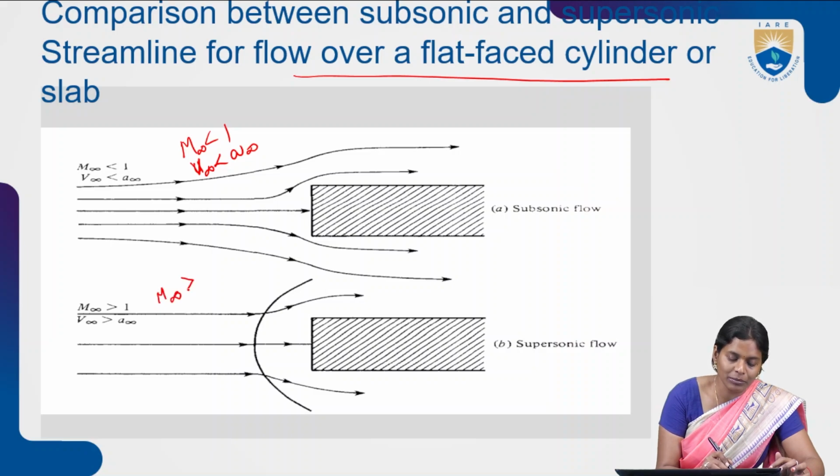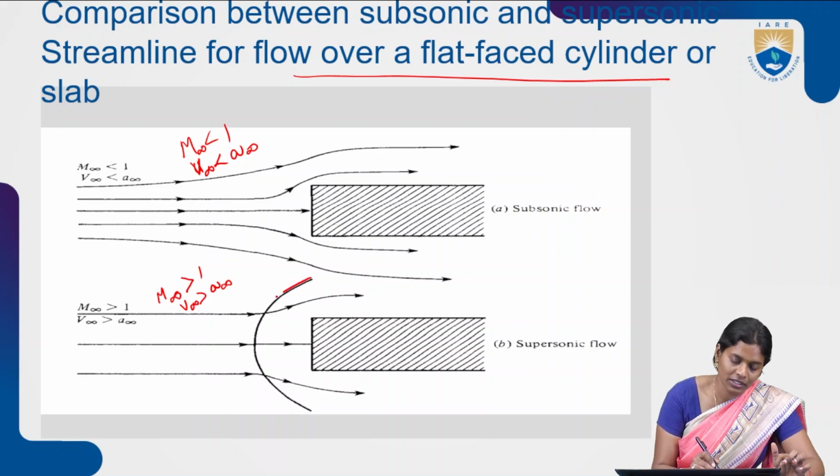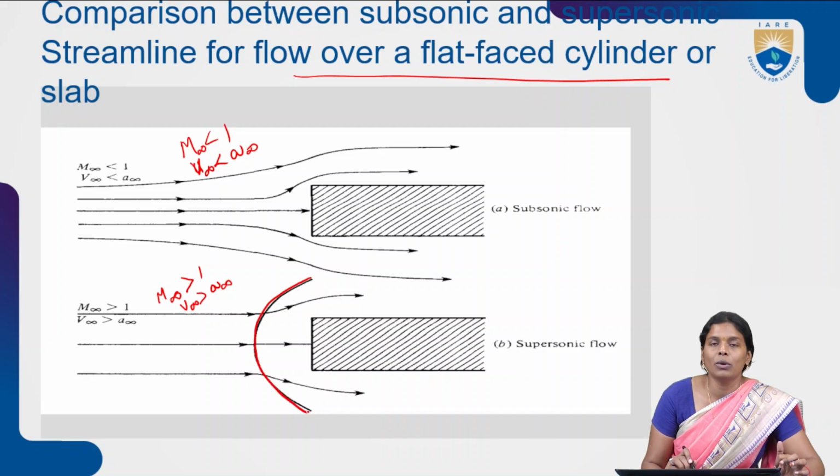Our free stream Mach number will be more than 1, which means that the velocity of the object is more than the speed of sound. At this particular speed, we have the formation of a shock wave, right? That's what we have seen here: there is a formation of a shock wave ahead of the object, which is a flat faced cylinder. That is at supersonic flow, whereas at subsonic flow we don't have the formation of shock waves.